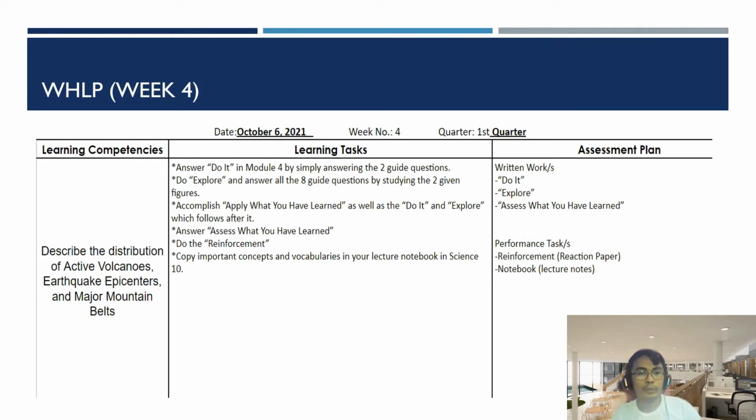Now, for your weekly home learning plan, you need to answer the Do It in Module 4 by answering the 2 guide questions, do the Explore part, and answer the 8 guide questions. Apply what you have learned, as well as the Do It and the Explore, which follows after it. And then assess what you have learned, do the reinforcement, and if you have your notebook, you may copy or hear the important concepts and vocabularies. Okay, so these are the things that you need to accomplish for this week 4.